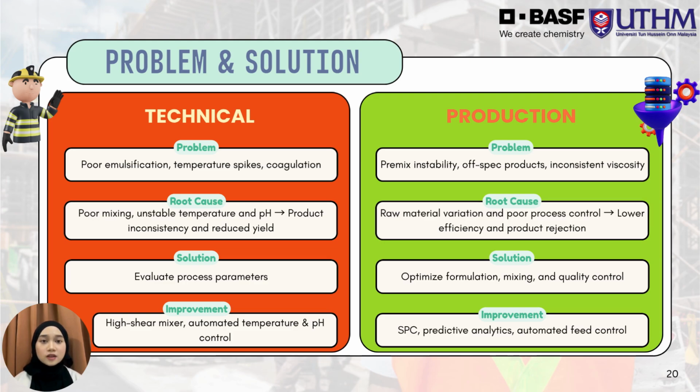stability. Another common issue is premix instability of spec products and inconsistent viscosity. These problems are usually caused by variations in raw material quality and inadequate process control, leading to lower production efficiency and increased product rejection. To address this issue, the company can optimize formulation procedure, improve mixing condition, and strengthen quality control. Further improvements include using statistical process control, predictive analytics, and automated control systems to maintain consistent quality.